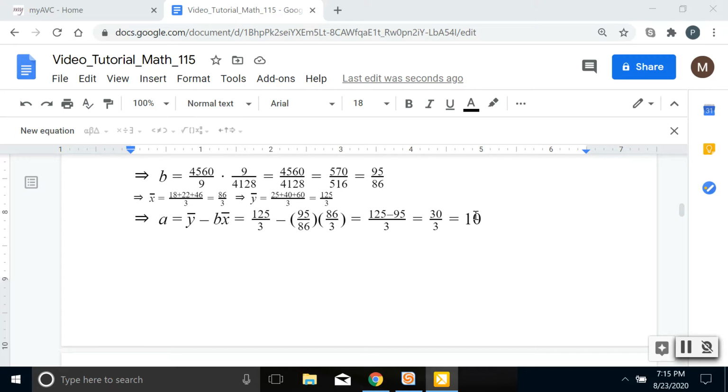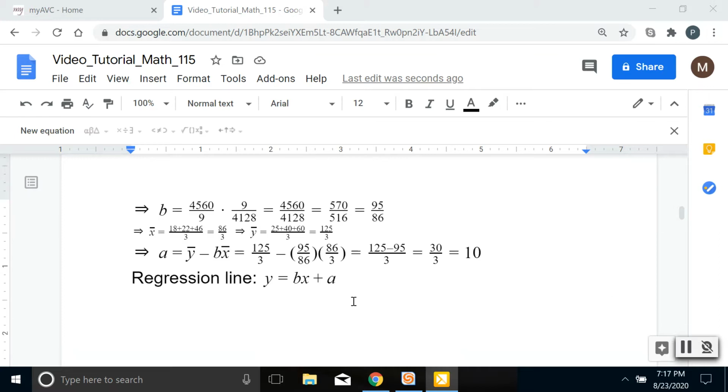Okay, now we're ready to write our regression line. Our regression line is given by bx plus a. The b we found is 95 over 86. The a was 10. So hence our regression line is y equals 95 over 86 times x plus 10.